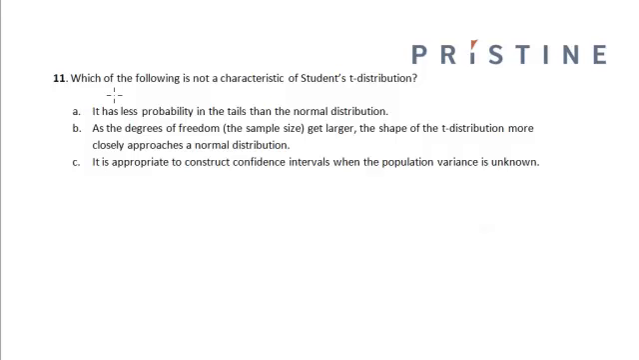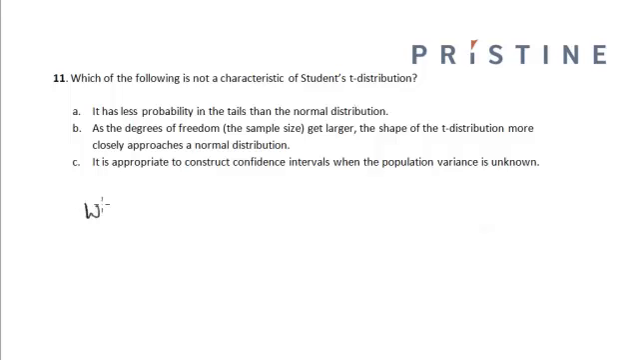Which of the following is not a characteristic of student's t-distribution? It has less probability in the tails than the normal distribution. As the degrees of freedom, the sample size, gets larger, the shape of the t-distribution more closely approaches a normal distribution. It is appropriate to construct a confidence interval when the population variance is not known.